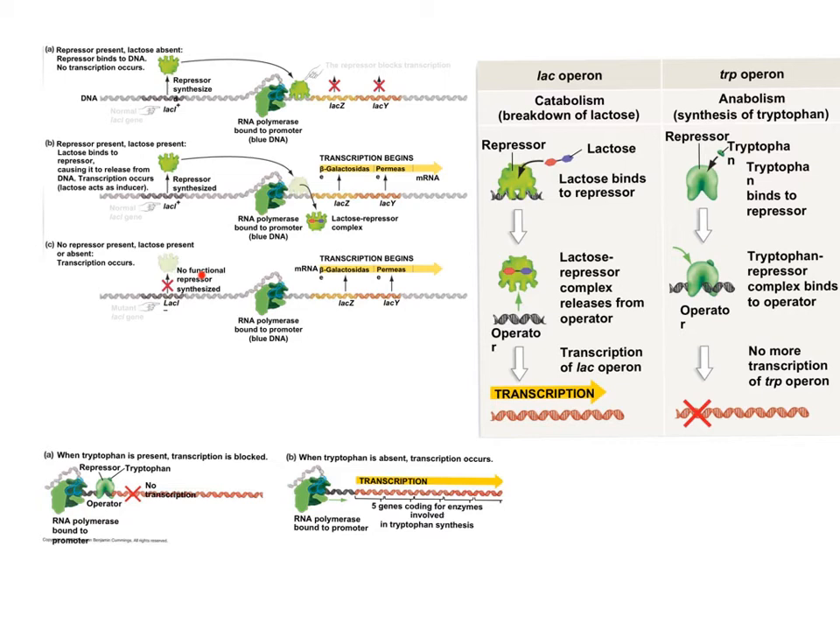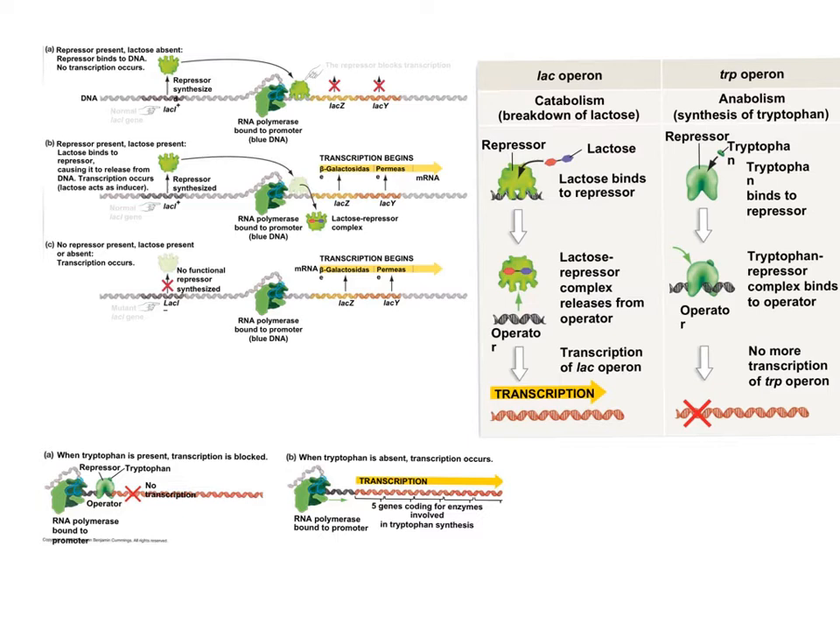If you don't have a functional repressor gene upstream, then essentially this operon would be on all the time. But again, this is what we call an inducible operon. You have to induce the operon to turn on. Okay, its default position is off because the default position is to have this repressor molecule bound unless lactose is present.